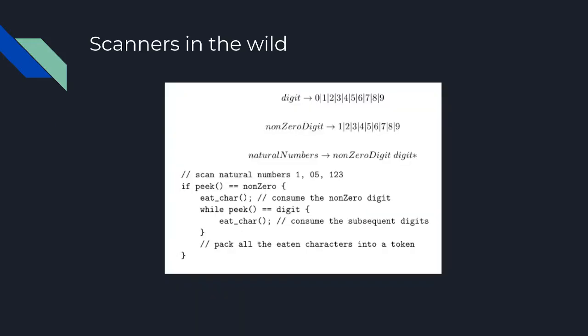Next, we have some code to scan natural numbers. We first check if the next character is non-zero. If that's true, we consume it and consume rest of the digits if any exists. Finally, we pack everything into a token, and once again, here also we see a strong connection between the DFA and source code.